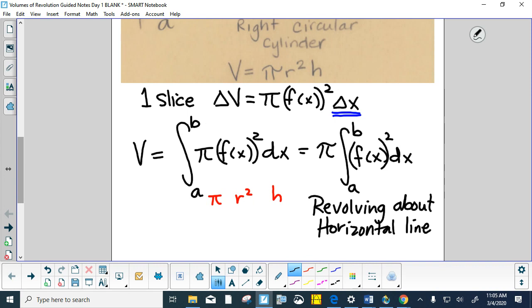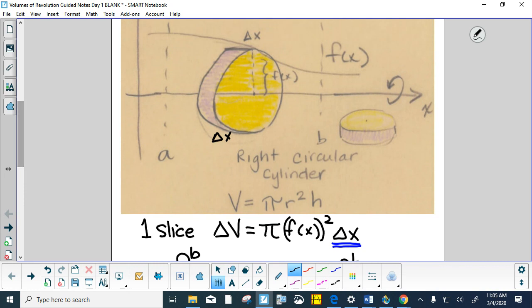What happens if we're going to revolve around a vertical line? What happens to the disc? It lays flat, like the representation that I have right here on the right. And instead of a dx, I have a delta y, right? And then this radius here now turns into f of y. All right?